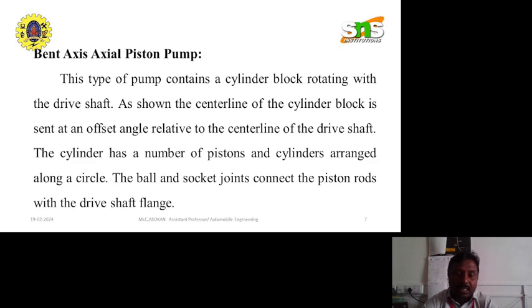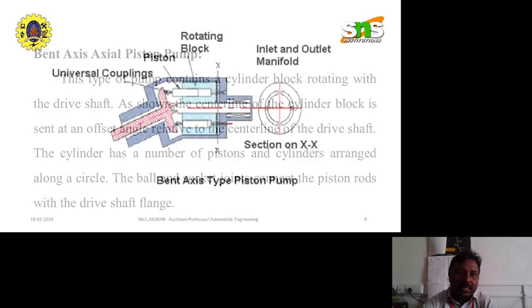Bent axis axial piston pump. This type of pump contains a cylinder block rotating with the drive shaft, as shown in the figure. The center of the cylinder block is set at an offset angle relative to the center line of the drive shaft. The cylinder block has a number of pistons and cylinders arranged along a circle. The ball and socket joints connect the piston rods with the drive shaft flange.